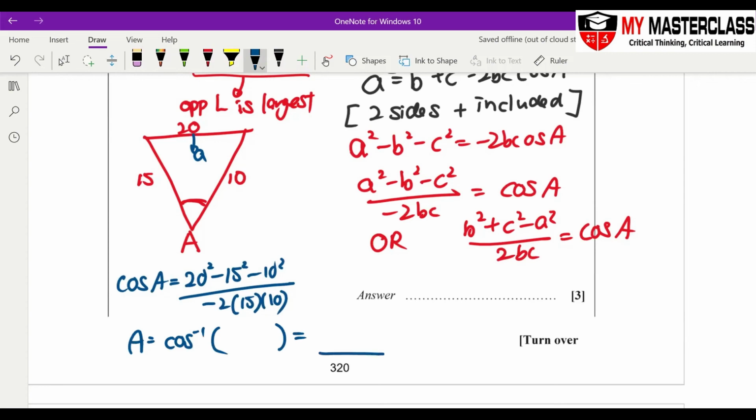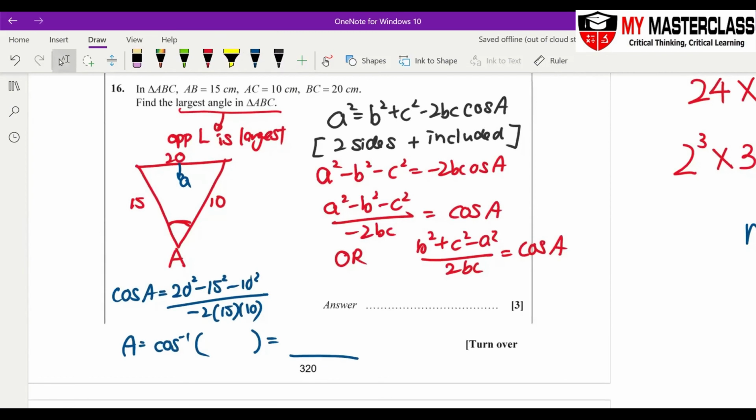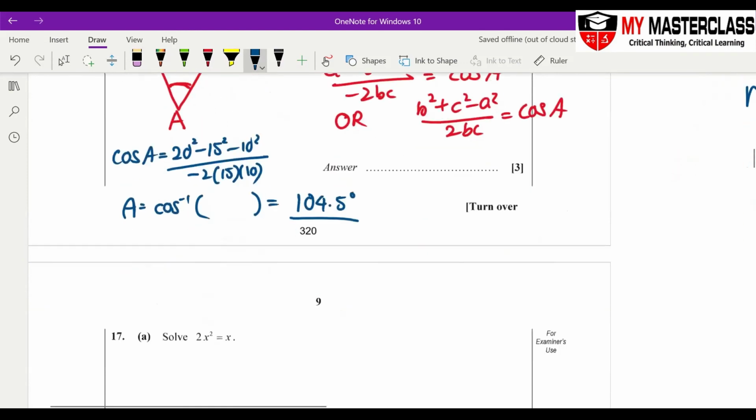Yes, Jerica, please tell me the answer quickly. The answer is not important. Understand all the concept, because questions can be different. Yes, what is it? 104.5. And very important, angle is 1 dp. It's not 3 SF, it is 1 dp. Okay?